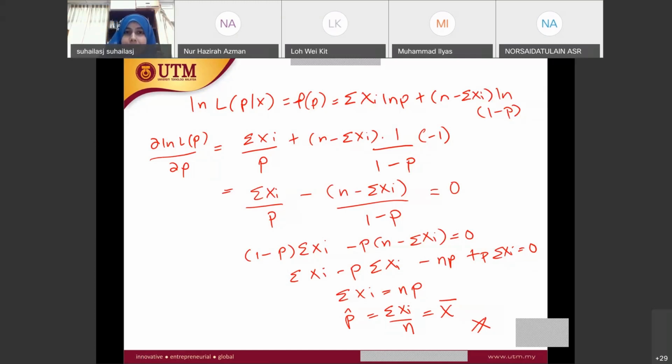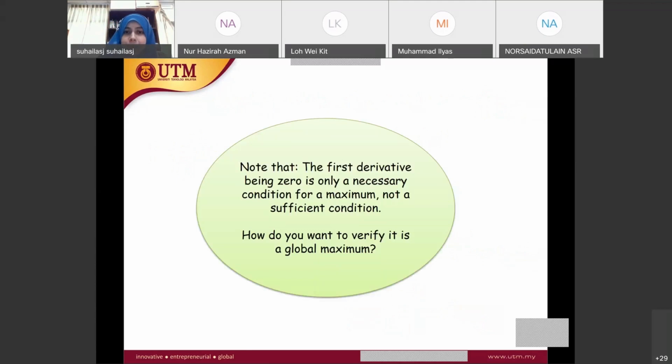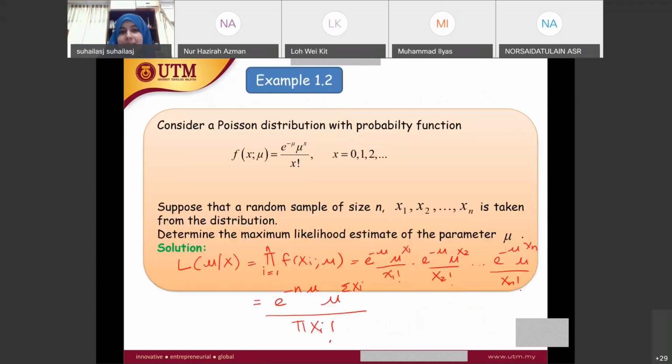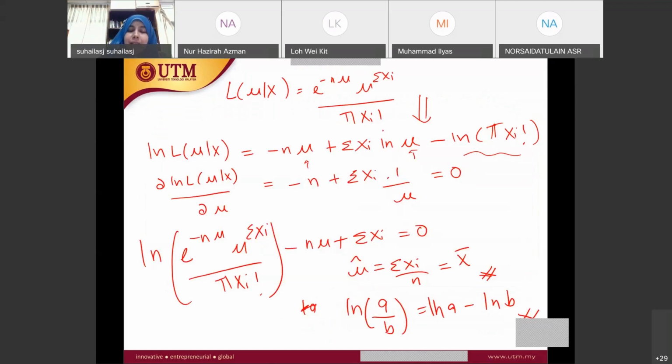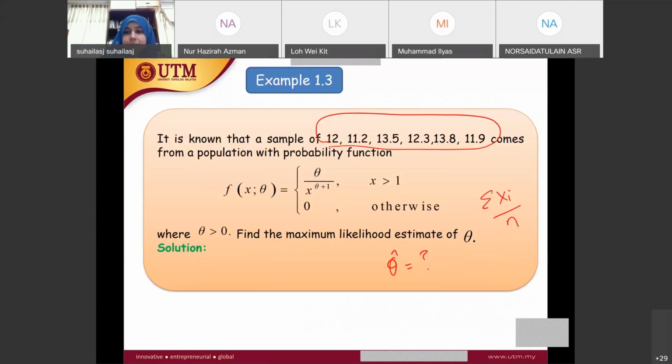Again, to verify global maximum. So this one is just a Poisson distribution. We have exponential negative mu, mu to the power x divided by x factorial. So the same step. We expand the likelihood function and then we simplify and then we solve. Take ln and then differentiate with respect to parameter mu. This is also the same.